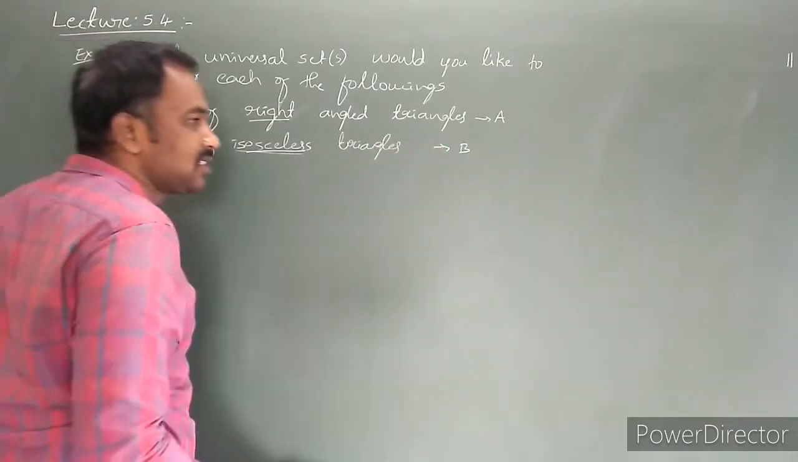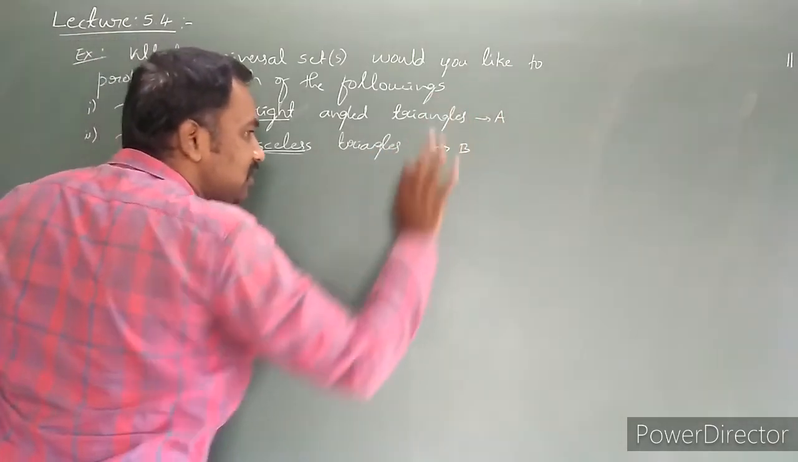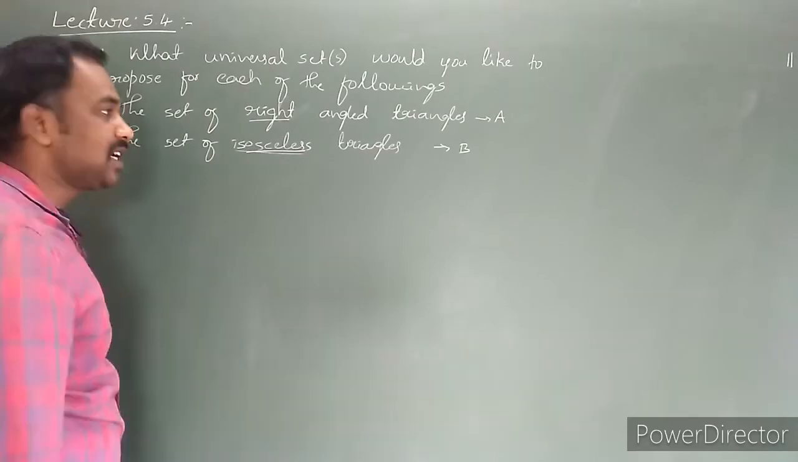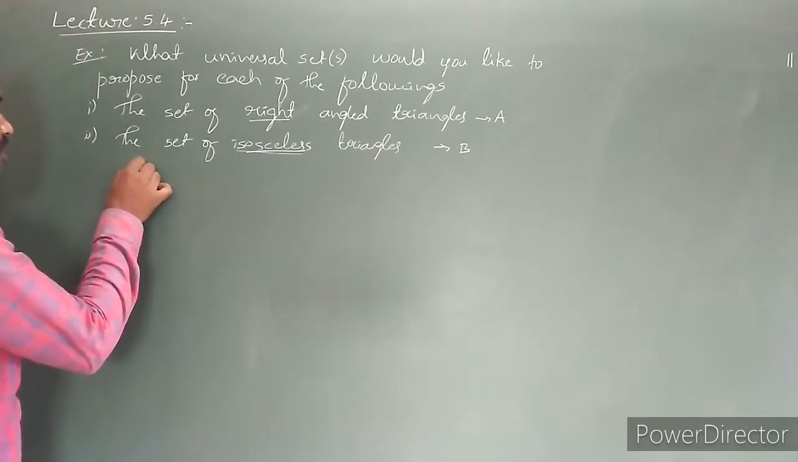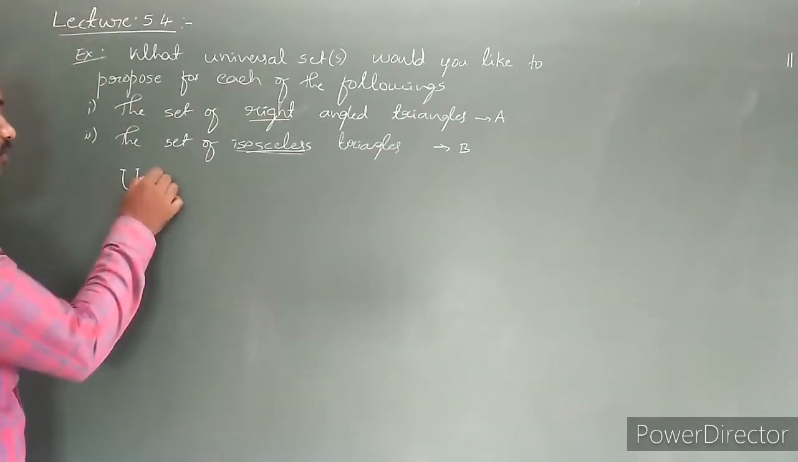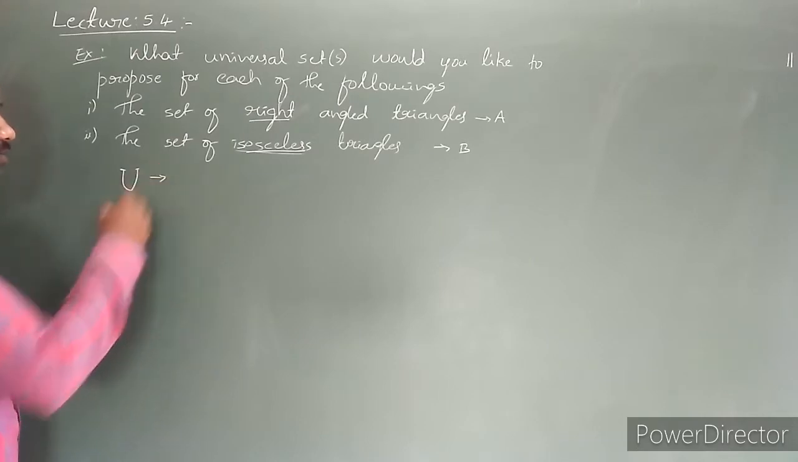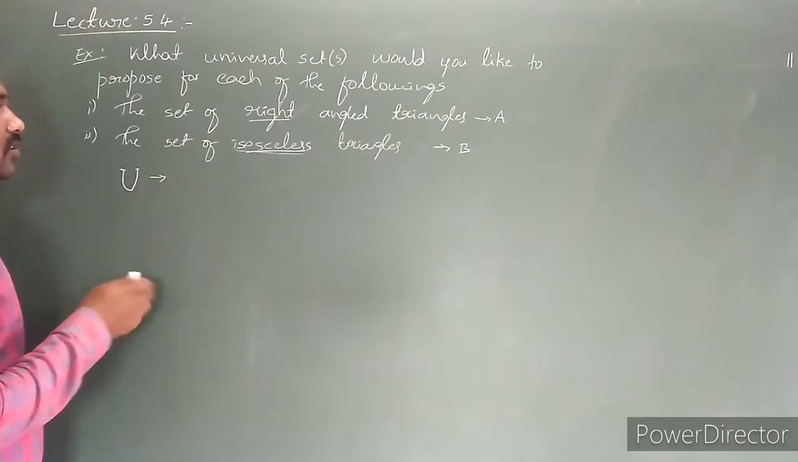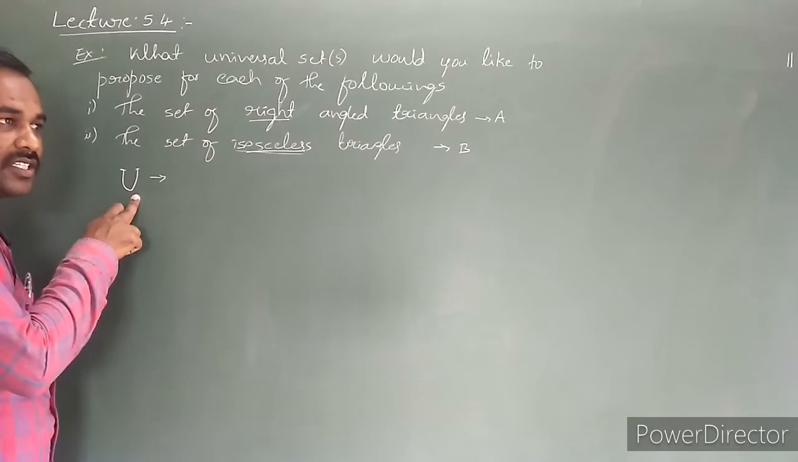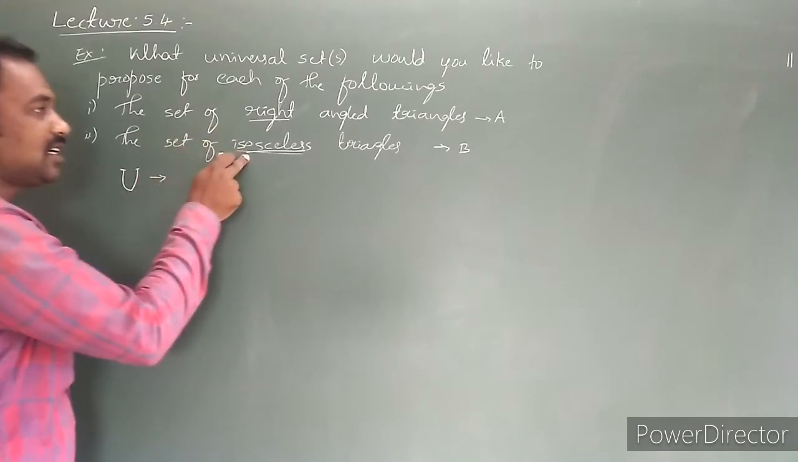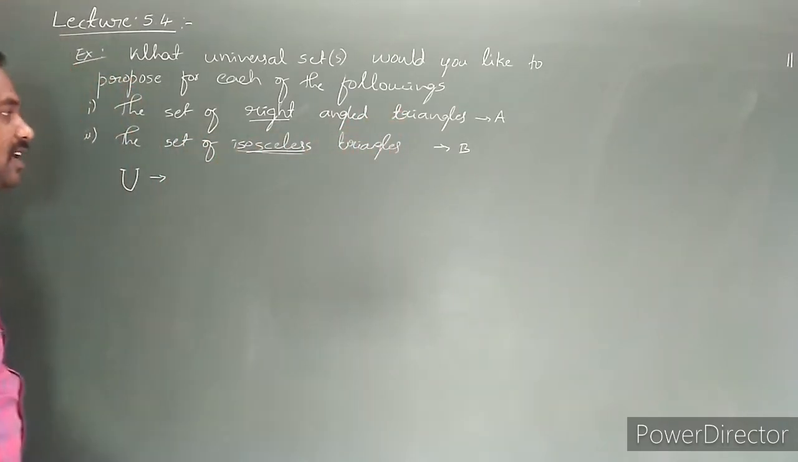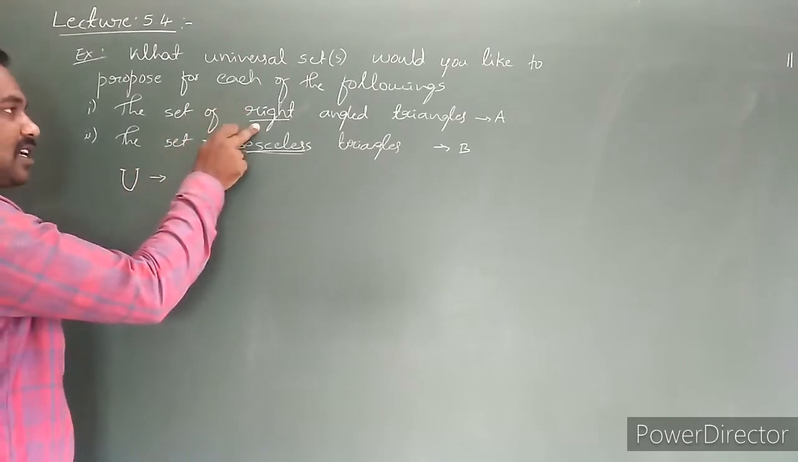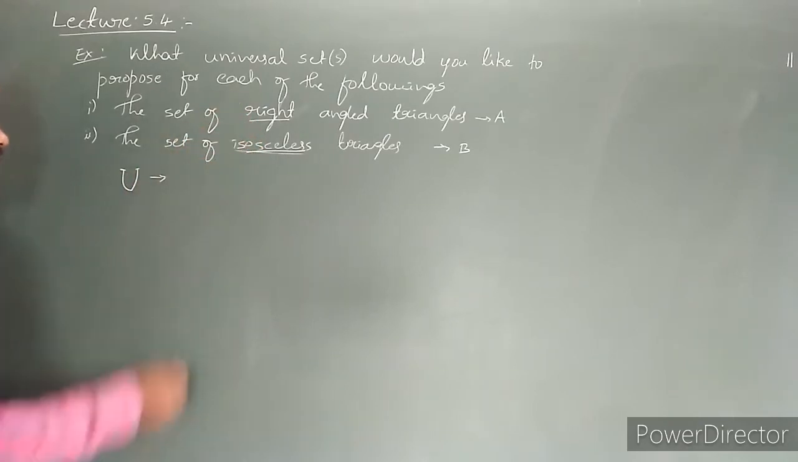Set A and set B are that. So these two sets are subsets of a single set. That set is denoted by U. What is the universal set we can propose? This universal set contains the set B as well as the set A. This set contains the right angle triangles as well as the isosceles triangles.